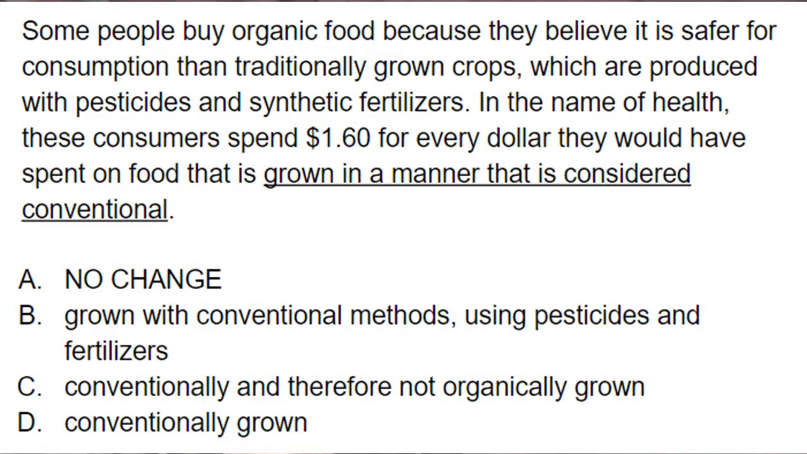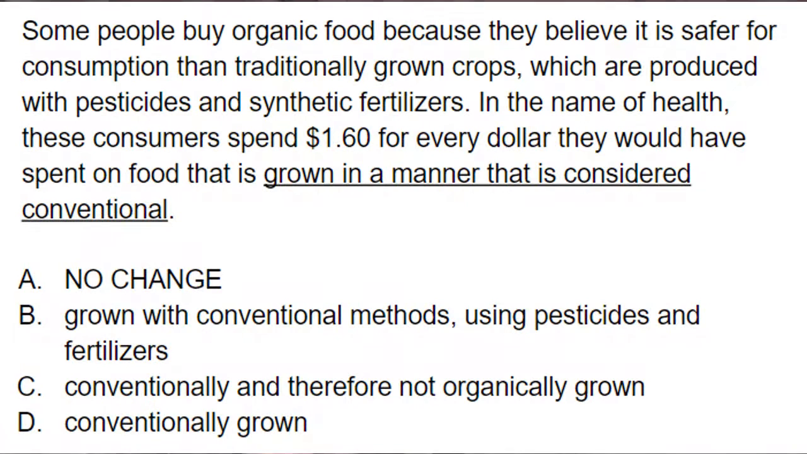Some people buy organic food because they believe it is safer for consumption than traditionally grown crops, which are produced with pesticides and synthetic fertilizers. In the name of health, these consumers spend $1.60 for every dollar they would have spent on food that is grown in a manner that is considered conventional. Option A is no change. Option B, grown with conventional methods using pesticides and fertilizers. Option C, conventionally and therefore not organically grown. Or option D, conventionally grown.